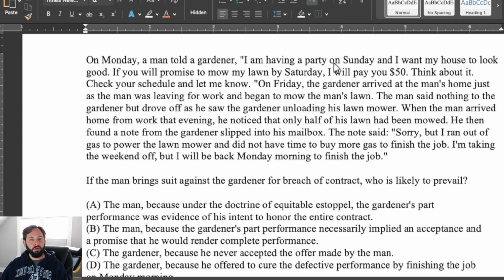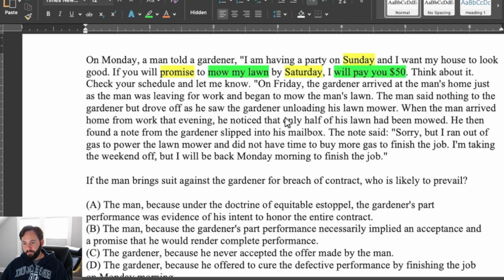On Monday, a man told a gardener, I'm having a party on Sunday. Okay, dates are usually important. Let's highlight that. And I want my house to look good. If you promise, okay, promise, I like highlighting that, to mow my lawn, that's what the promise is for. Maybe use a different color. By Saturday, okay, so we have some more dates in here, I will pay you $50.